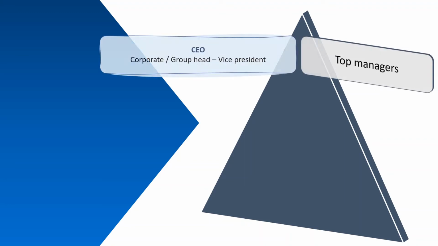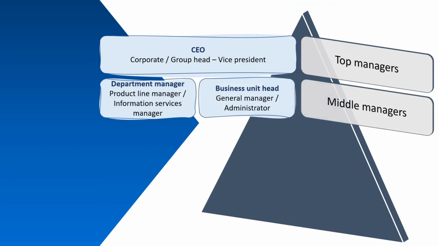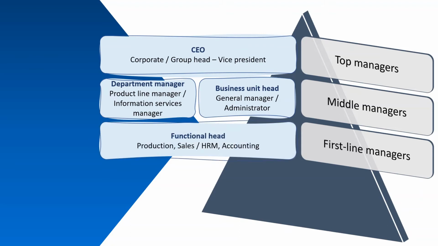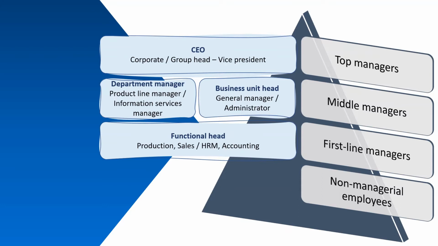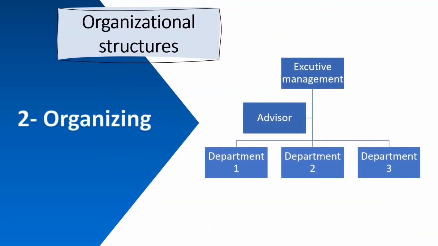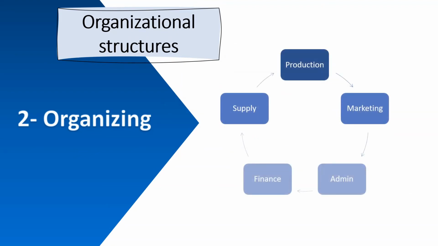The top managers are known as CEO, corporate or group head, and vice president. Middle managers are department managers, product line managers, or business unit heads such as general manager or administrator. The first line managers are the functional heads in the organizational structure, for example, production, sales, human resources management and accounting. At the bottom of the structure there are the non-managerial employees who are occupying the line and staff jobs. Nowadays organizational structures can take different forms, either a traditional vertical or horizontal hierarchy, or a work teams-based structure.